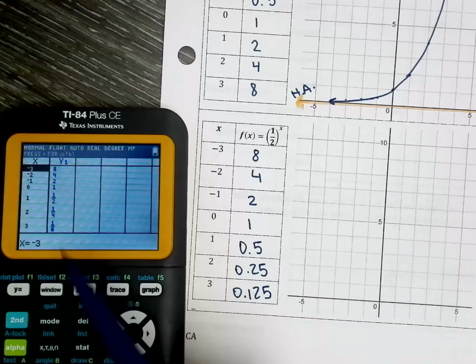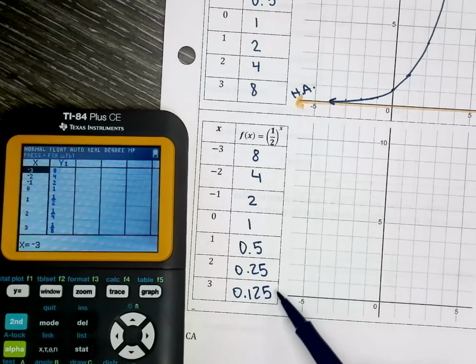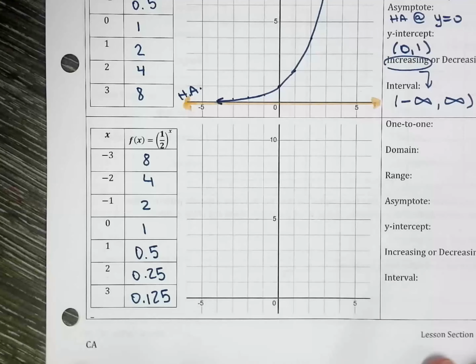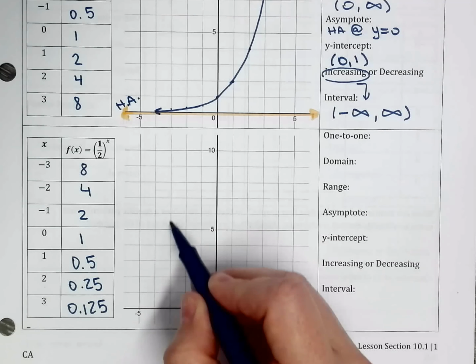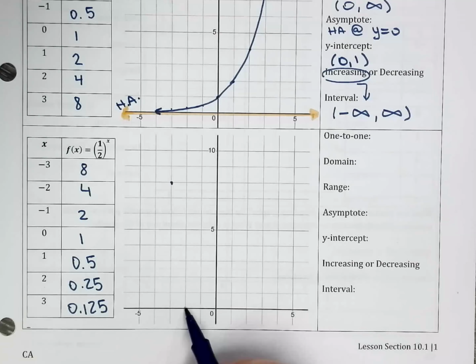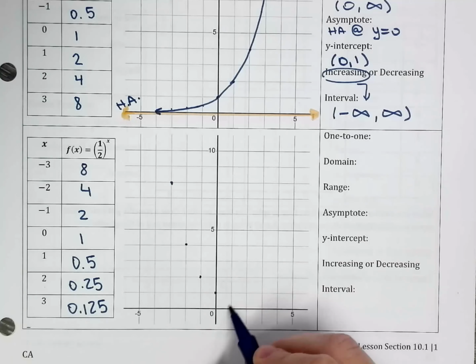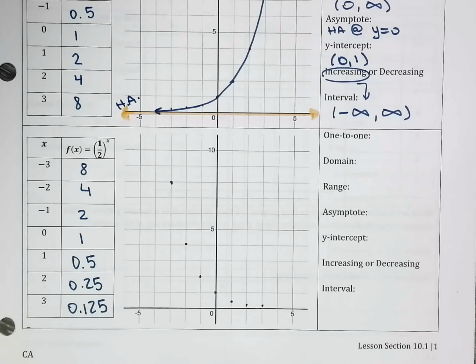If you want to leave that as a fraction, that's fine. But in my head, it's easier if I look at the decimals, but they're the same thing. So -3, 8, -2, 4, -1, 2, 0, 1, 1, 0.5, 2, 0.25, 3, 0.125.